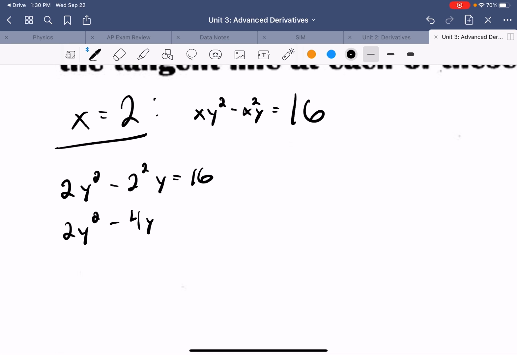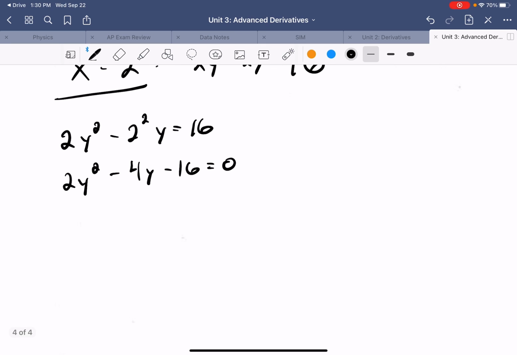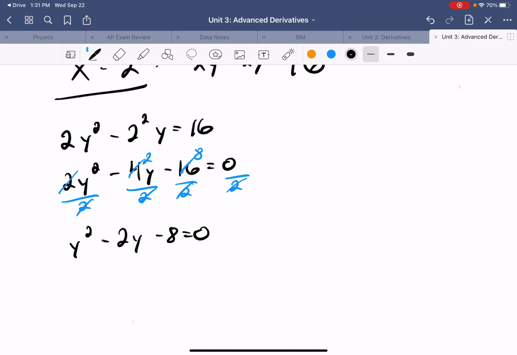This is a quadratic equation, and in order to solve a quadratic equation, I have to set it equal to 0, which means I got to move that 16 over to the left. What I see now is that everything is even. All the coefficients are even, which means they're all divisible by 2. So I'm just going to divide everything by 2. And when I do that, I'm left with y squared minus 2y minus 8 equals 0.